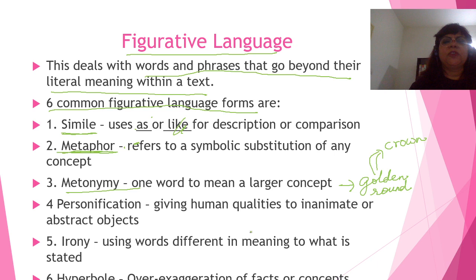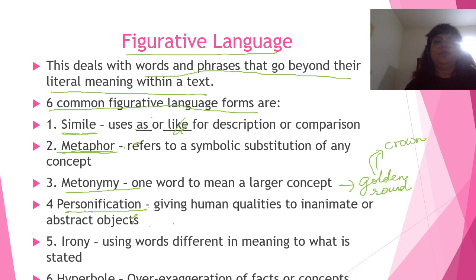Personification. This one, a very easy way to remember is think of the word person. A person has got human qualities. So personification, it shouldn't be so difficult to understand. Personification is when you give human qualities to inanimate or abstract objects. Okay? Then we call that personification.